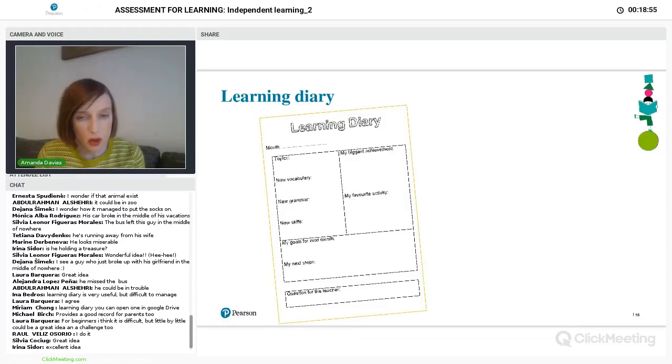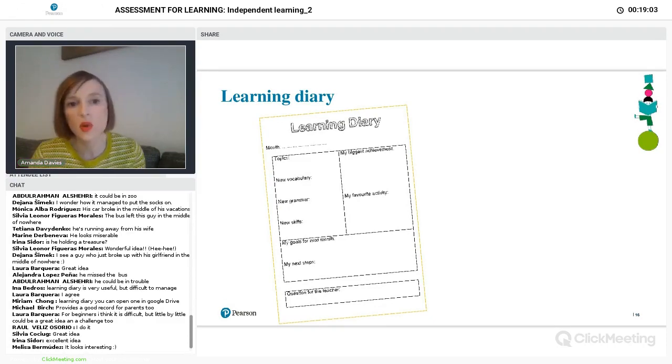To do this, I do a quick brainstorm. I ask students to shout out the words we've been learning or the structures. I write them on the board, and then students can make a note of what was new or challenging for them.